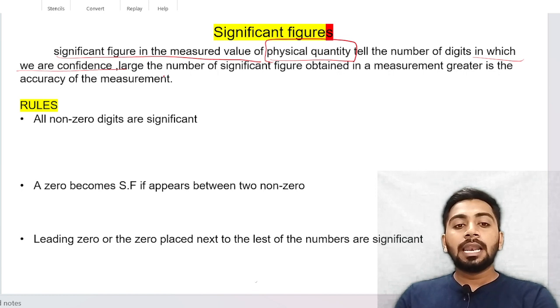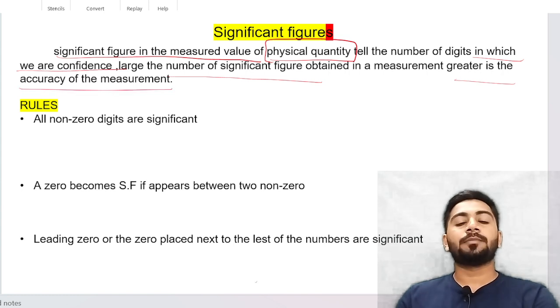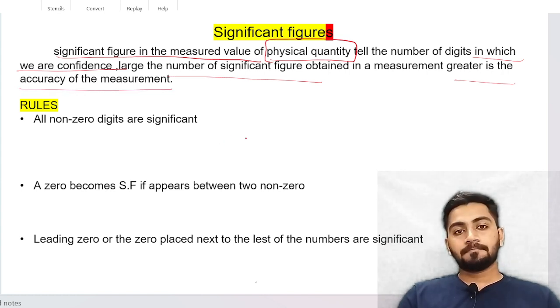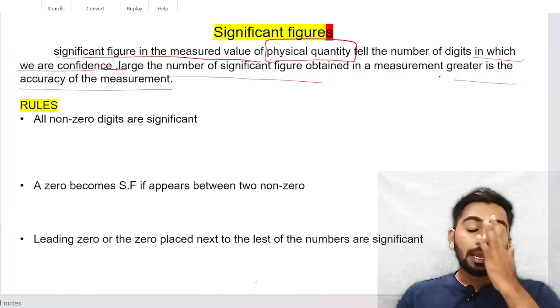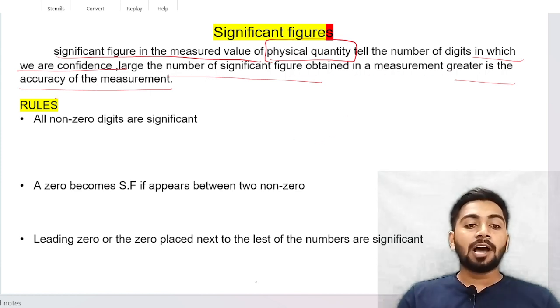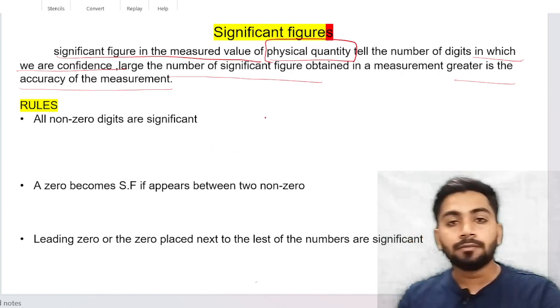See, the larger the number of significant figures obtained in a measurement, the greater the accuracy of the measurement. How? Very simple. Now just imagine you have done one experiment.